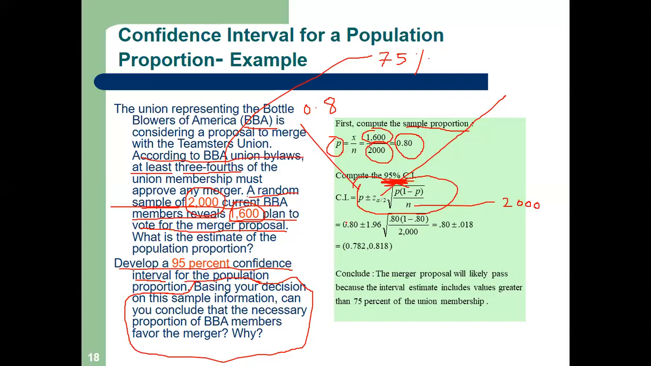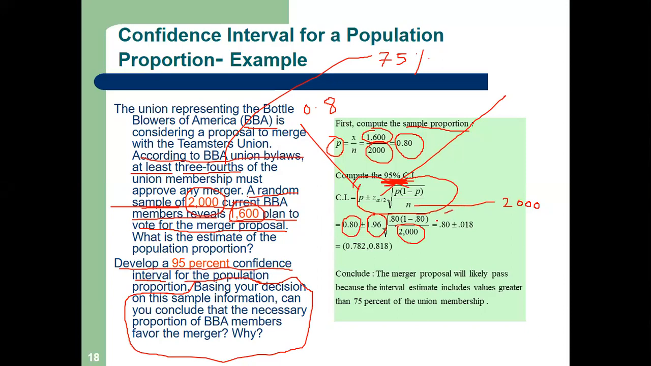So we got the Z value, so we got all the values. P is 0.8. All of you please look here. P is 0.8. Z is how much? Z is 1.96. And our P into 1 minus P divided by N. N is 2000. So we get everything.